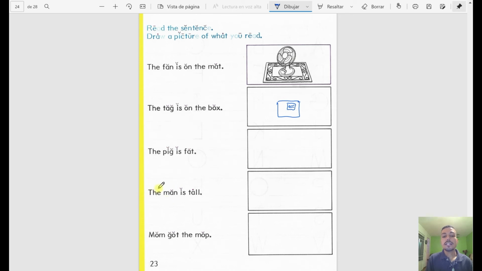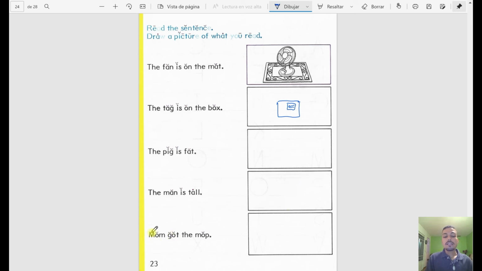Seguimos con la próxima que dice, the man is tall. The man is tall. Aquí dice, el hombre es alto. El hombre es alto. Pues, ¿qué tengo que dibujar aquí? Mire, un hombre alto, ¿ok? Un hombre alto va aquí dibujado en esta que queda aquí, ¿verdad?